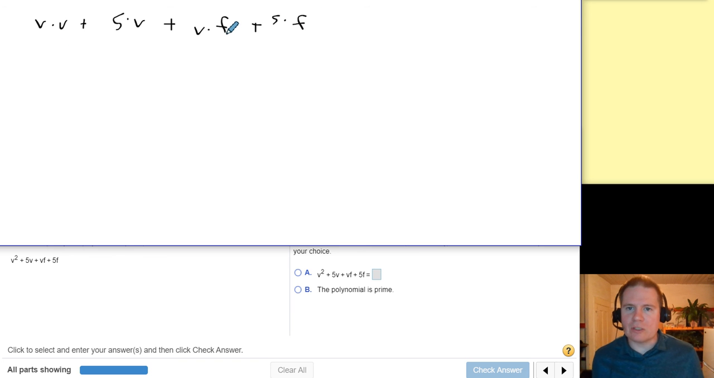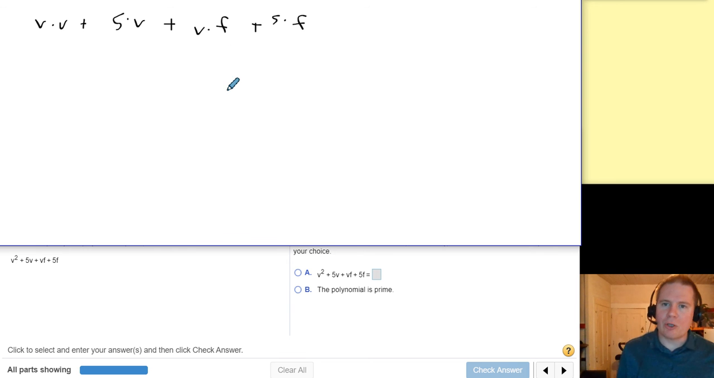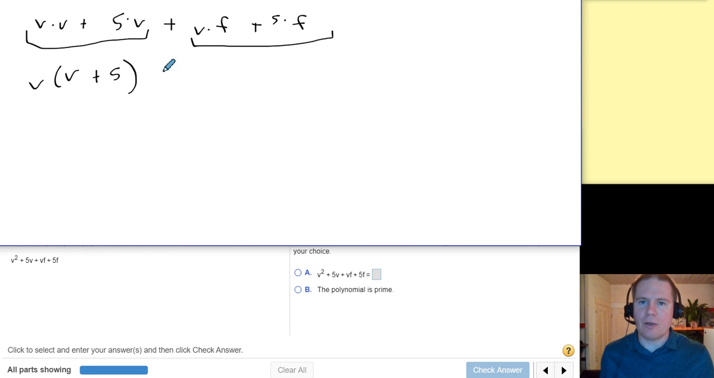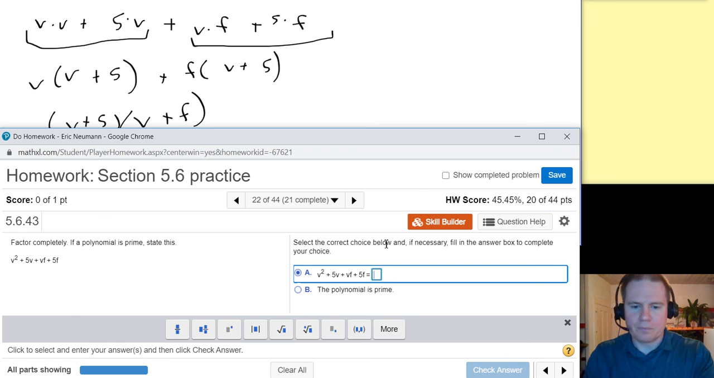So I've got a bunch of V's in the first three. I've got 2 5s here, I've got 2 F's here. I'm thinking factoring by grouping is going to be useful. Let's look at the greatest common factor of just these two. That's a V. Greatest common factor of these two is an F. F times V, F times 5. There you go, V plus 5 and V plus 5. So there's my common factor, V plus 5. That gives me the V. That gives me the F. V plus 5, V plus F.